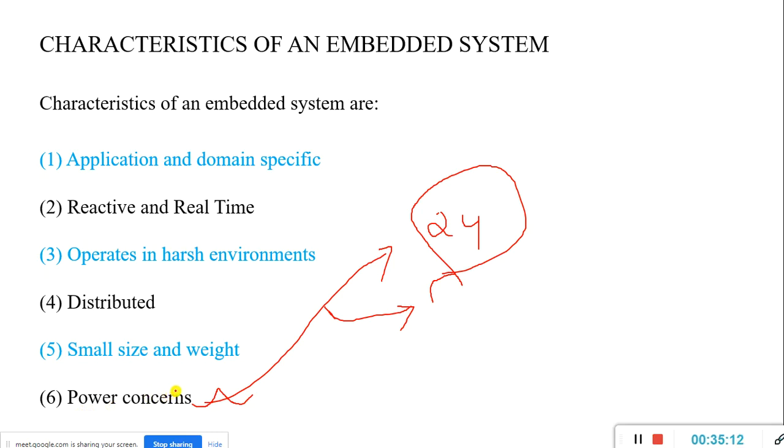Once again, nowadays ultra low power components are available in the market. Also, managing the power is critical, and the battery life is good. This is what I could conclude for these important characteristics of embedded systems.